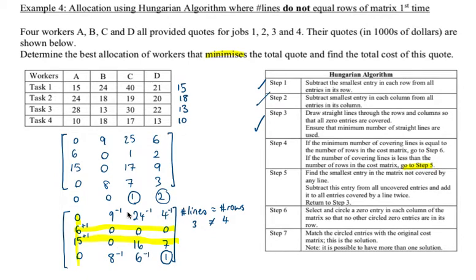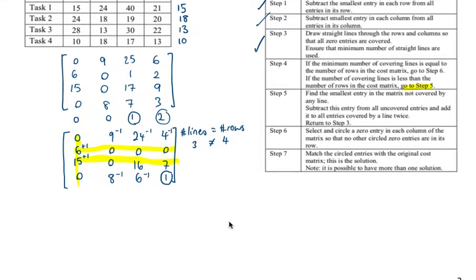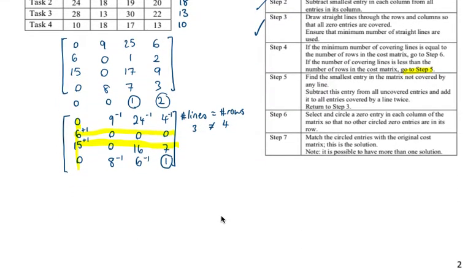Remember, it's just the uncovereds that get subtracted 1 from. So what's our next step? Well, we make a new cost matrix. I'm just going to scroll down, and we're going to continue this process. So draw it out.